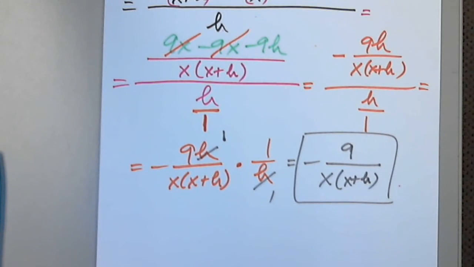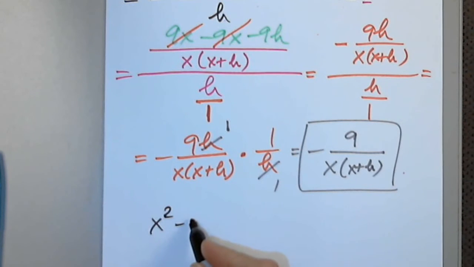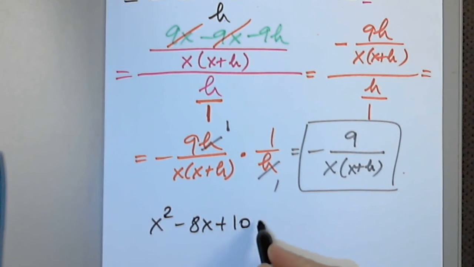I'm not sure who asked about that. I forgot. Okay, so what was it? X squared minus 8x plus 10 equals 0.